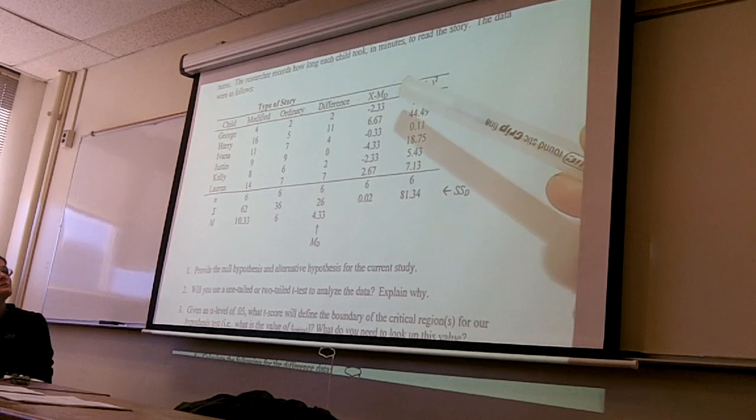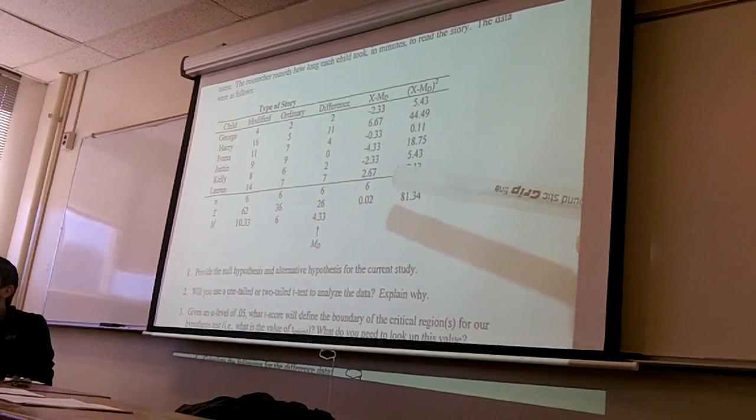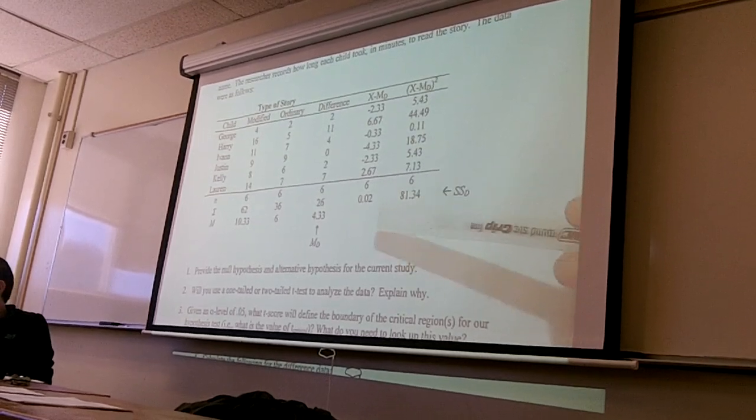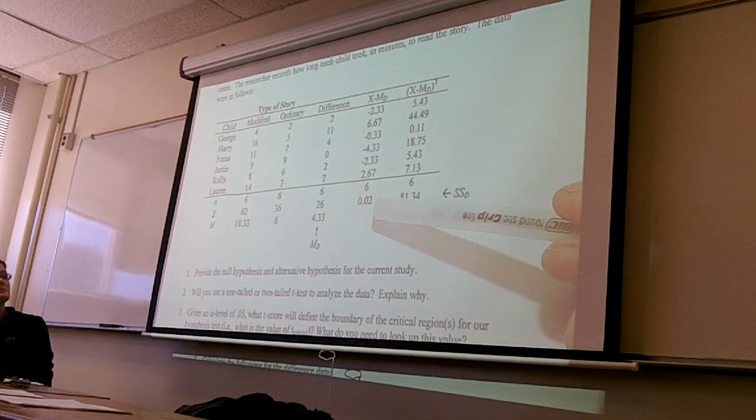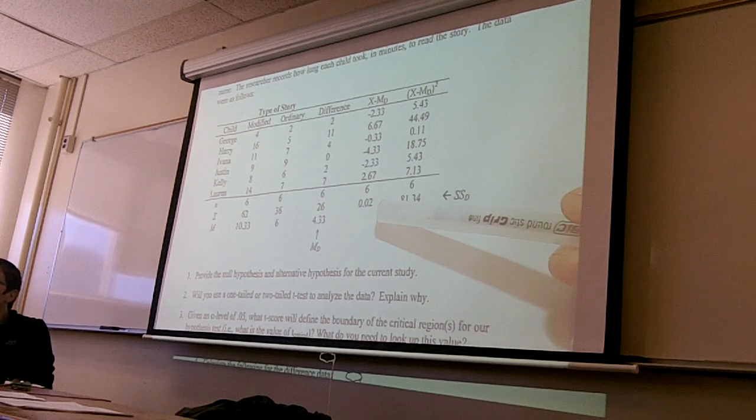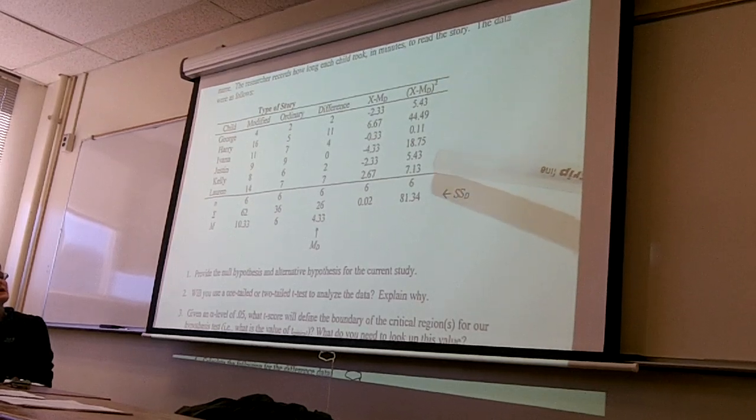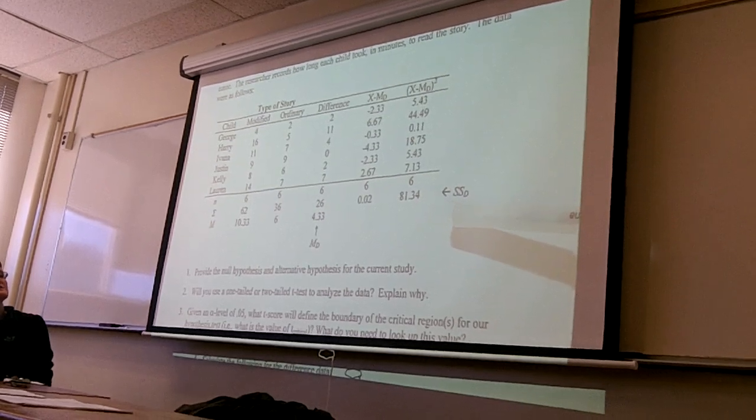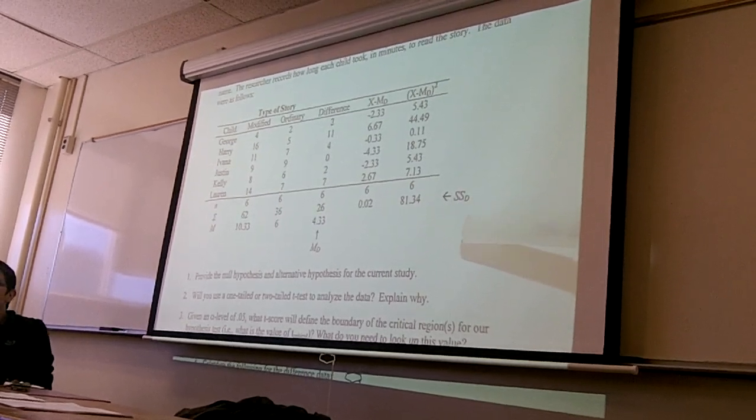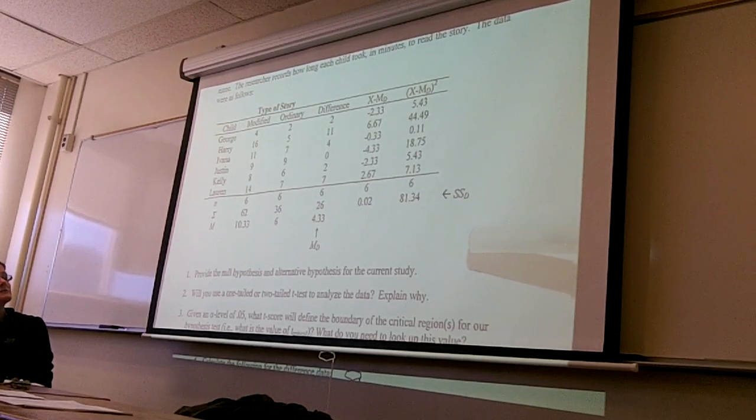So all I did was calculate the deviations for each child. Notice that when I added it up, I got 0.02. That's okay. That's that rounding error thing we talked about. So it's pretty close to 0, so I'm pretty confident I did it right. And then I square all those deviations, and I get a sum of squares here, and this is the sum of squares for the difference scores. So SS sub big D. So that's where that number comes from.